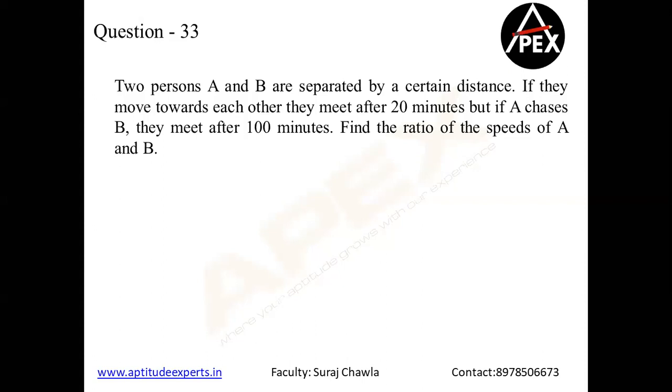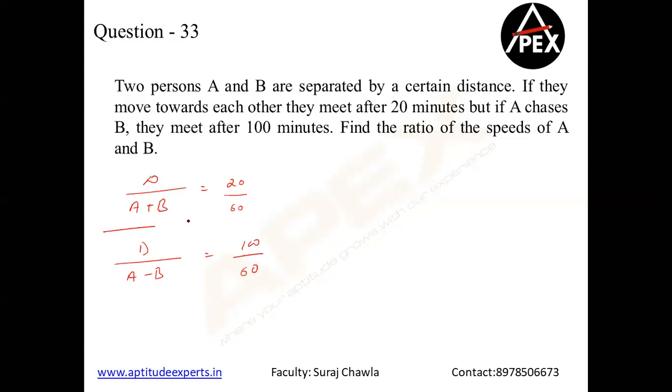Yeah, let's look at this, guys. It says two persons A and B are separated by a certain distance. If they move towards each other, they meet after 20 minutes, which means they're starting at the same time, guys. Do not worry here. So it is similar to the previous question. The distance divided by A plus B, the time taken is 20 minutes. So you can divide by 60, it should not be a problem. Distance divided by A minus B, and the time taken is 100, again you can divide by 60.